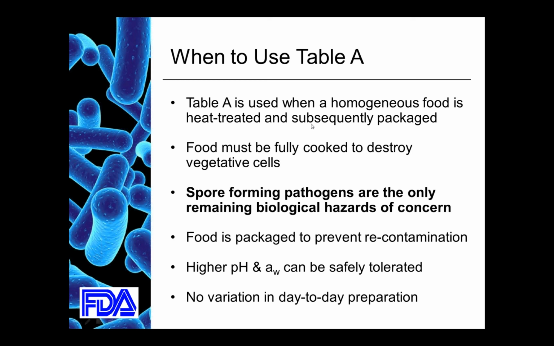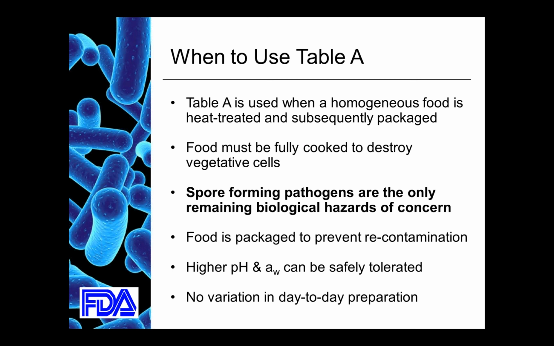So Table A really would be used more for food processing type situations. The food is cooked and then packaged. So the cooking has gotten rid of all the vegetative organisms, and it's packaged hot, so cross-contamination can't occur with something new. The only thing left that we're concerned about now is those spores.